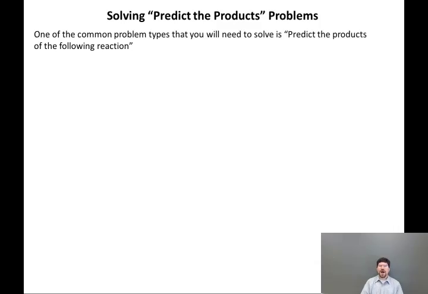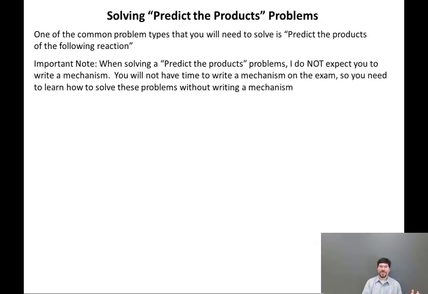One of the common problem types that you will need to solve in any organic chemistry class is a problem that says, predict the products of the following reaction, and you're given two reactants or maybe a reactant and something over the arrow. So in this lesson, we're going to talk systematically about how to crack one of these problems.